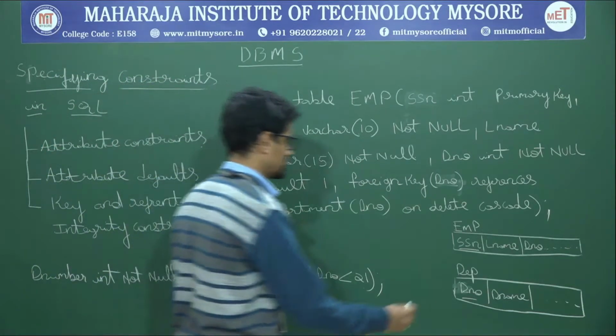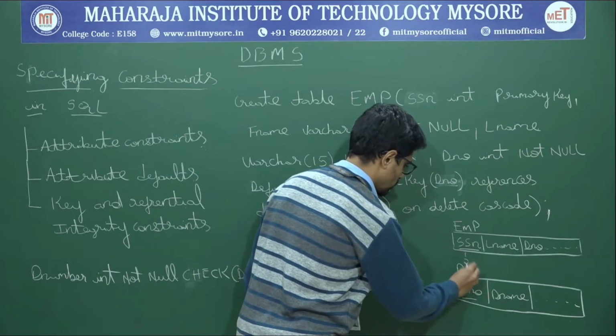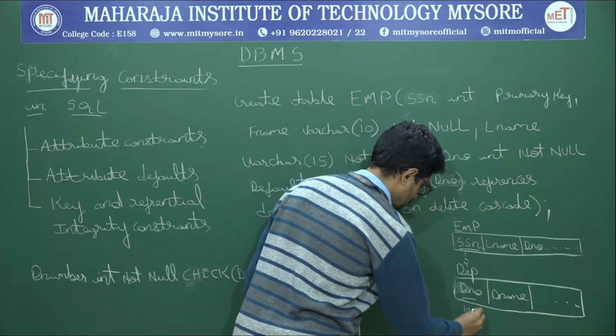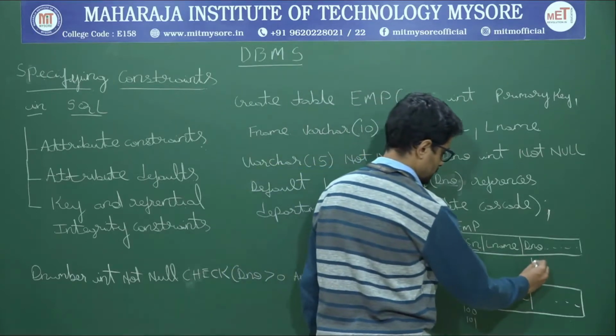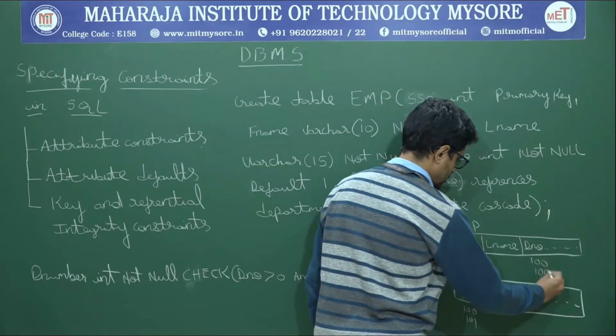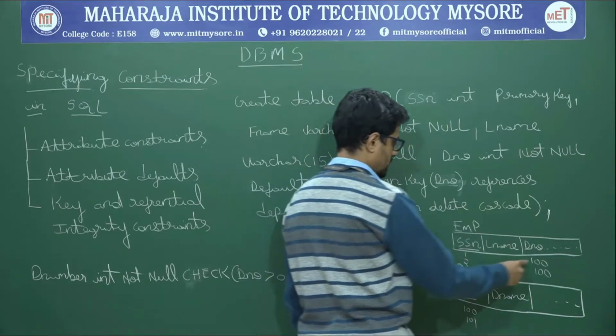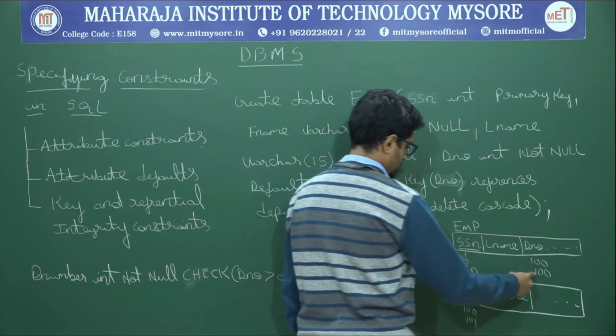For example, if I take SSN 1, 2, it will go on like this. Department number I will take 100 and 101, and it will go on like this. And this department number should be present here, 100, 100. This indicates that employee number 1 is working in department number 100, and employee 2 is working in department number 100.